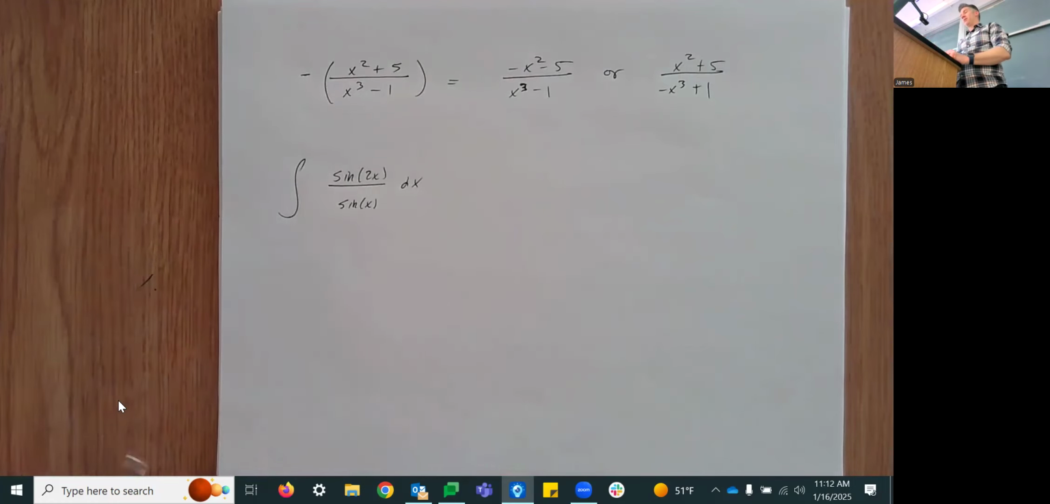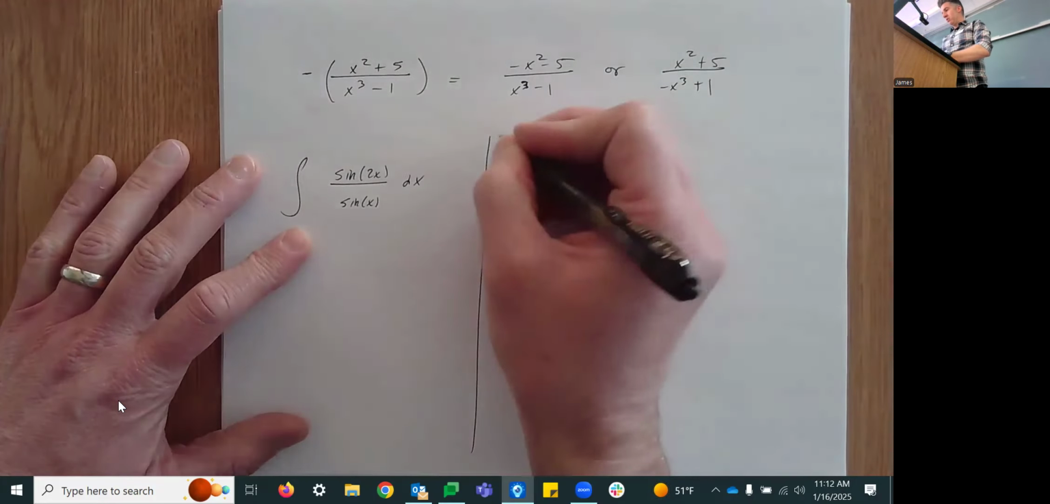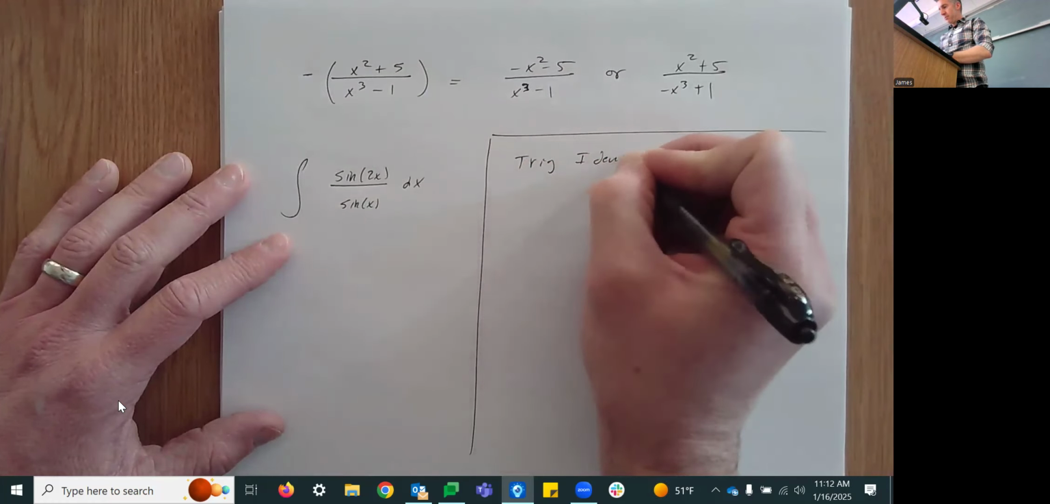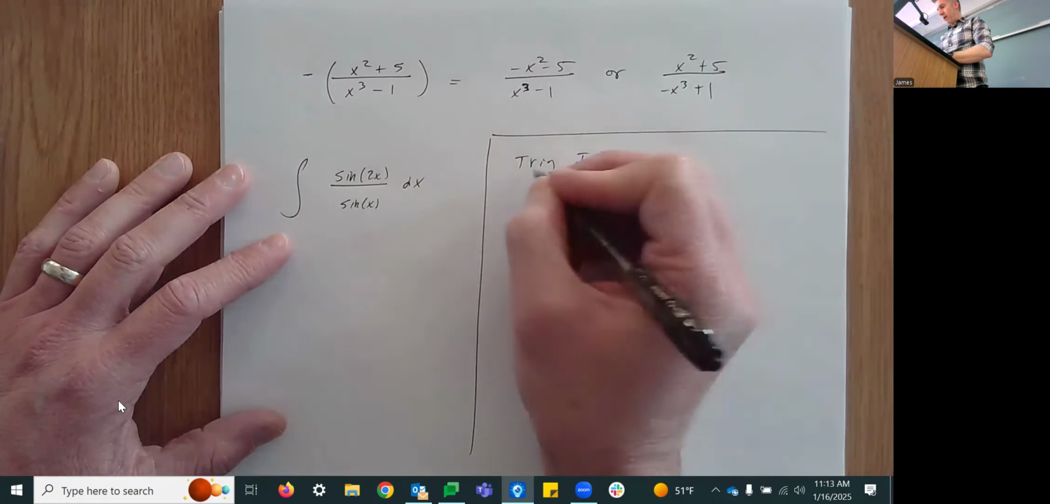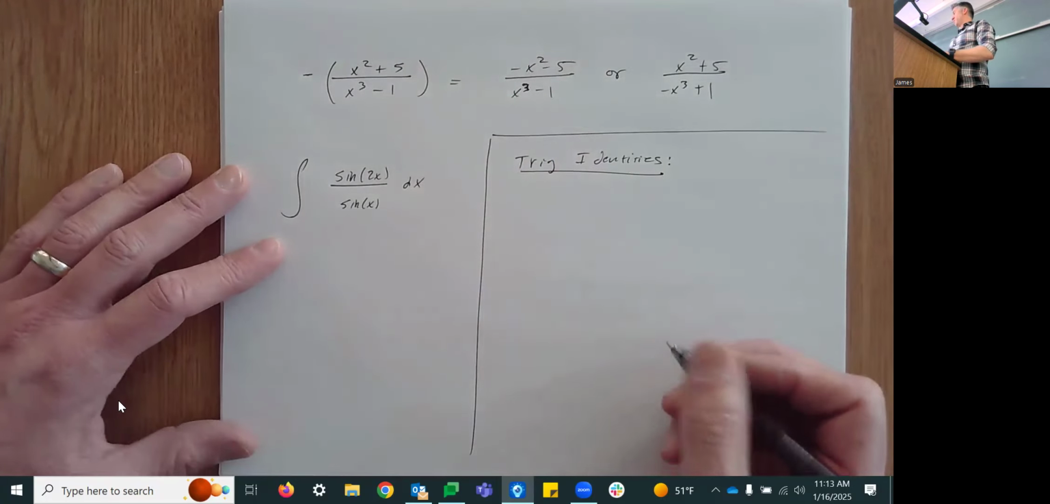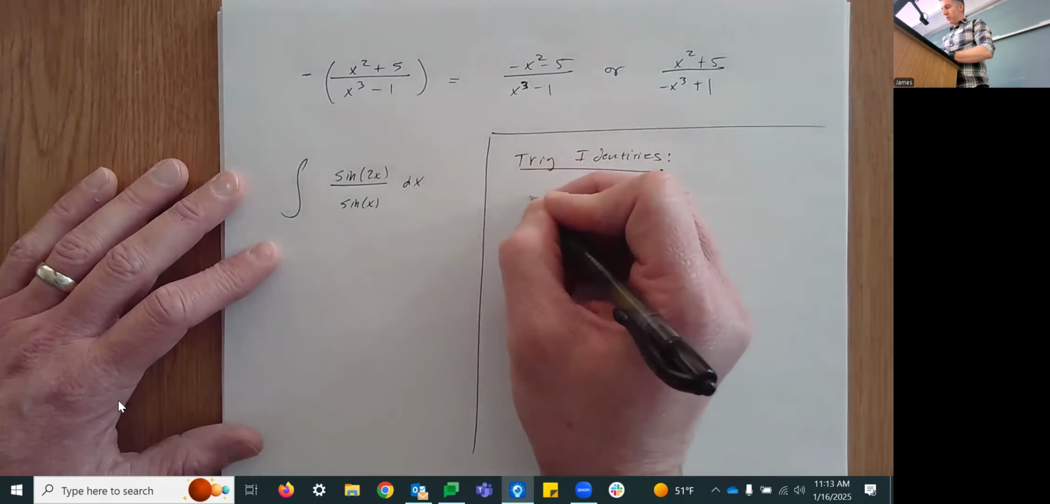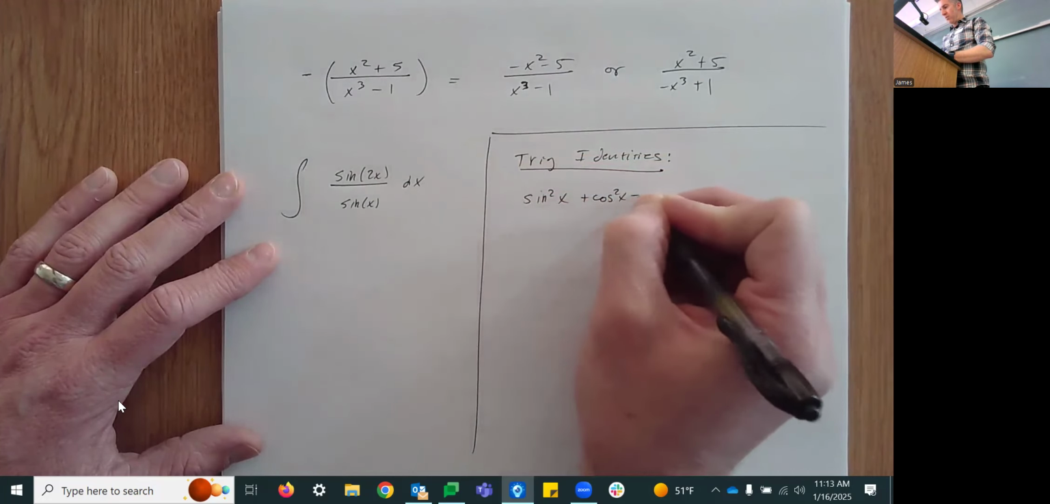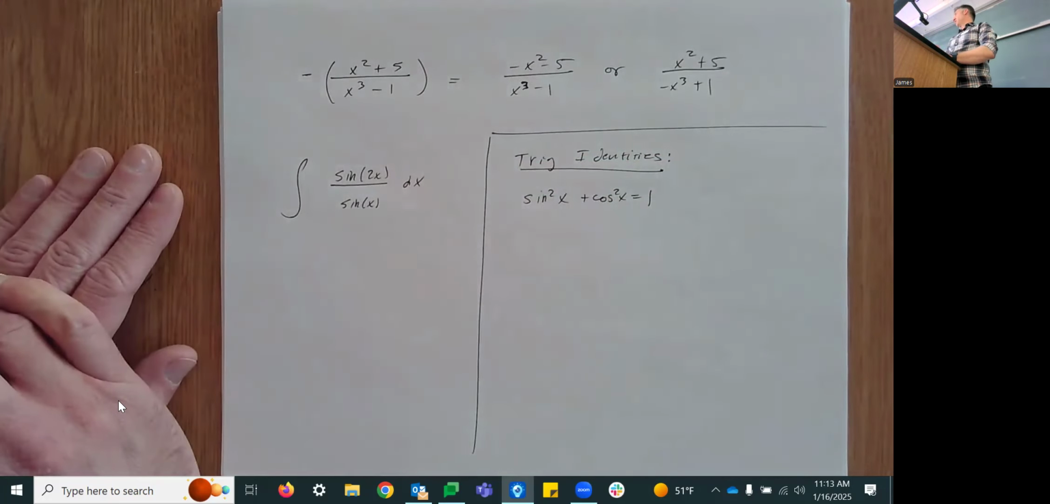So what I should really point out is there's some trig identities you have to be aware of. So here are some trig identities you need to know. I'm not going to write them all down. I'm just going to write down the ones I think are worthwhile right at this moment. I would say this is always true. You should always know sine squared x plus cosine squared x equal to 1. That's a super important trig identity.